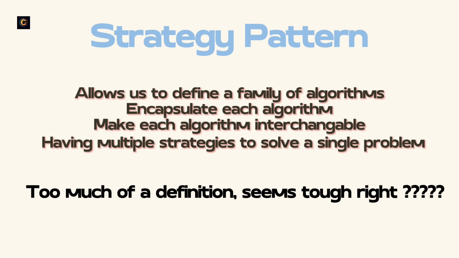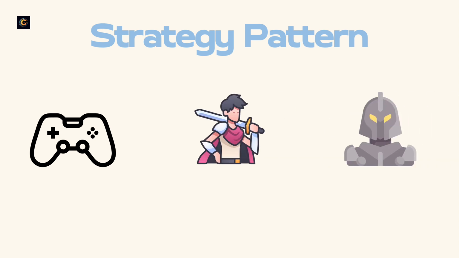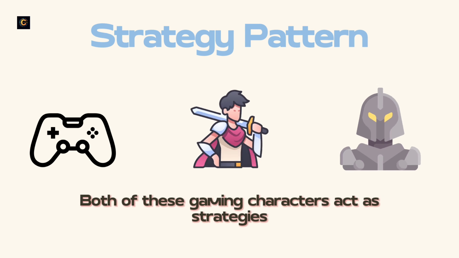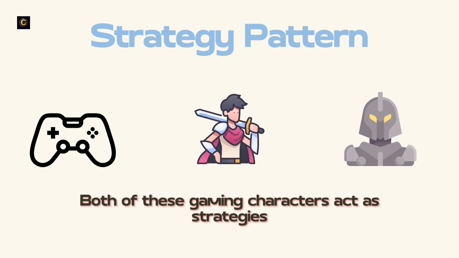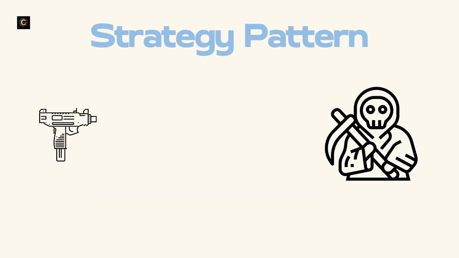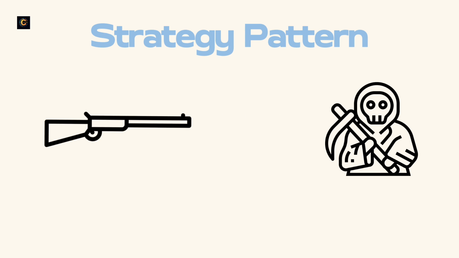Now let's make it easy to understand. Imagine you are playing a video game where you can choose different characters, each with their own special abilities. The strategy pattern is like having these characters as strategies. You can switch between them depending upon the situation. For example, if you are up against a fast enemy, you might switch to a quick firing gun. If you are facing a tough enemy, you might switch to a powerful shotgun.